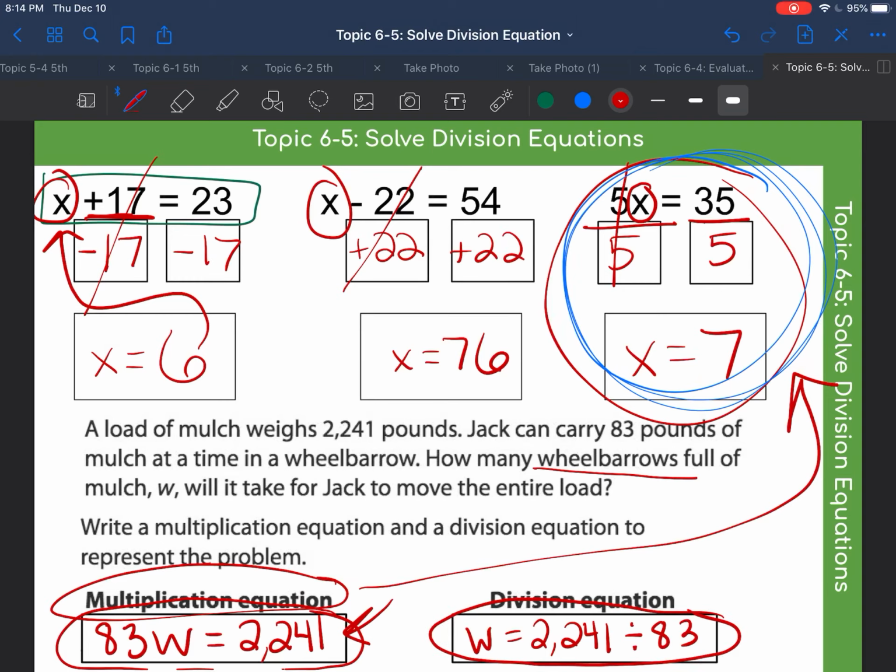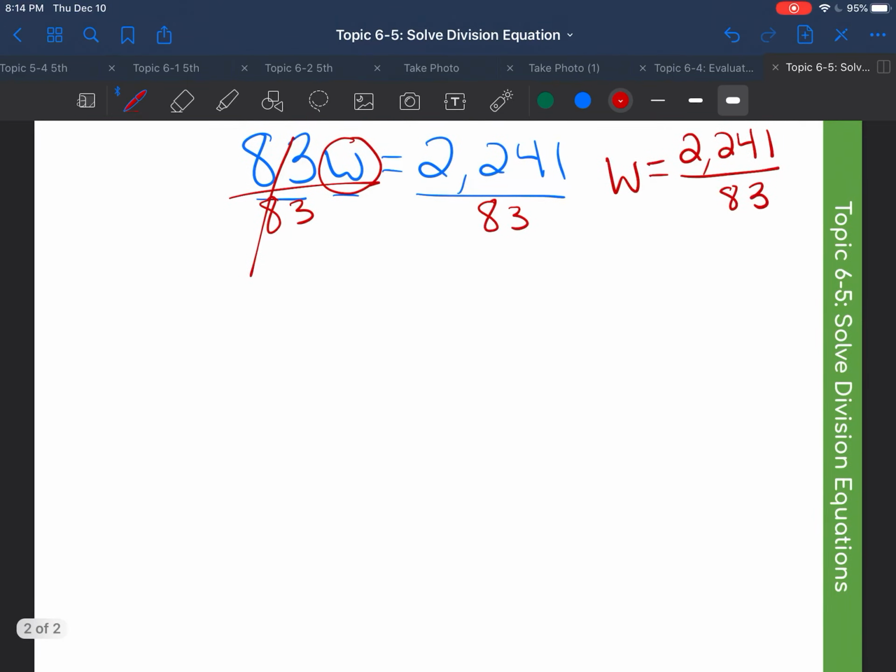All right, so we want to know how many wheelbarrows full of mulch it will take Jack to move the entire load. So we are going to solve this division problem, find out what W is. So we have 2,241 divided by 83. Right now, what I want you to do is write down this division problem on a scrap piece of paper and solve this equation.